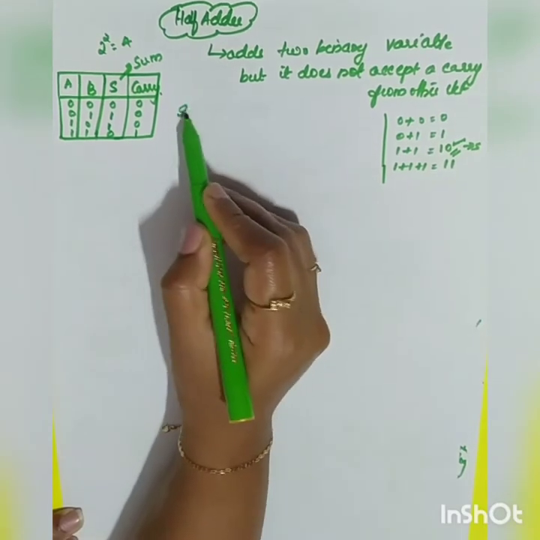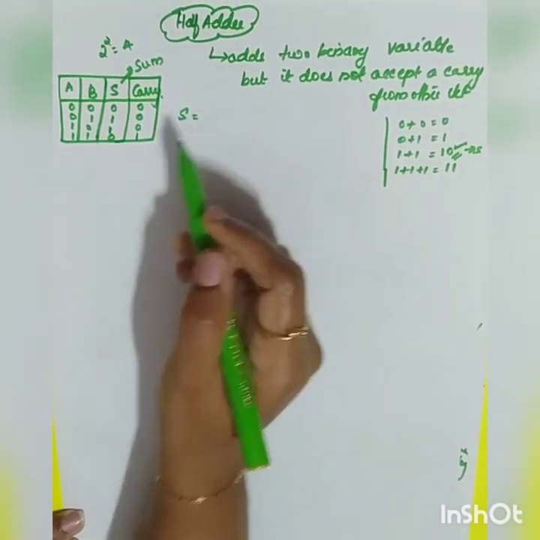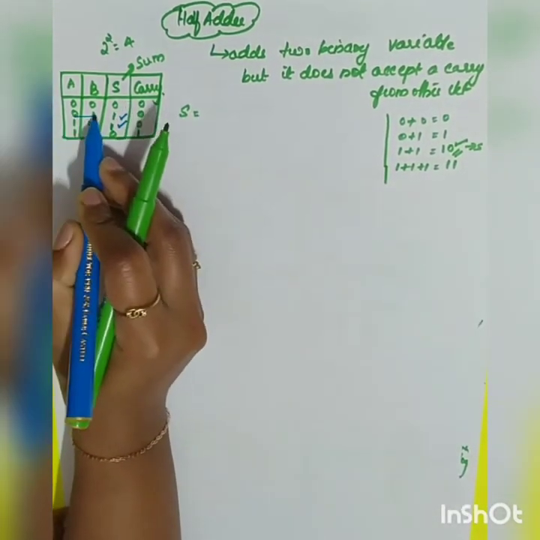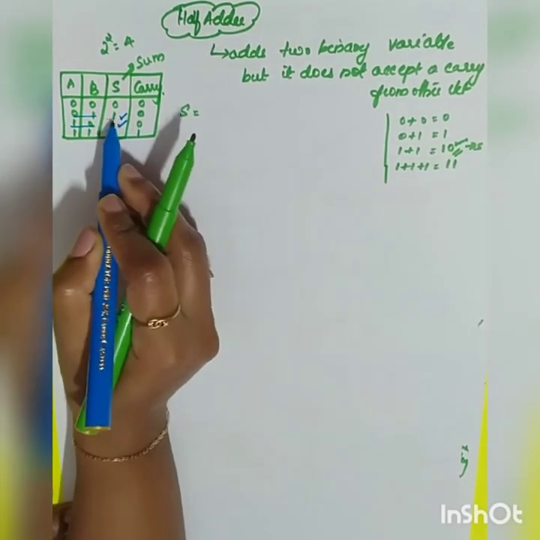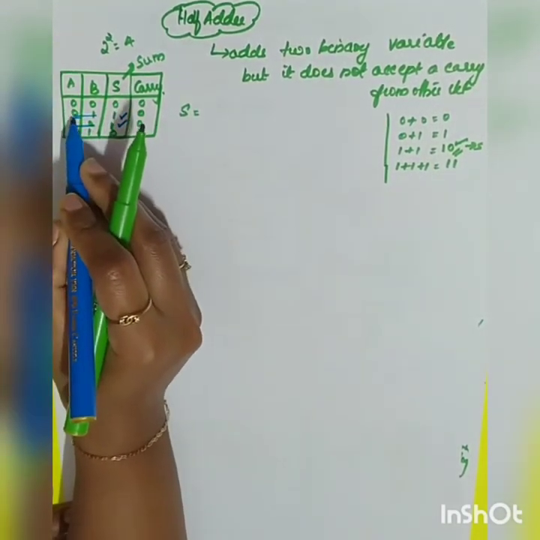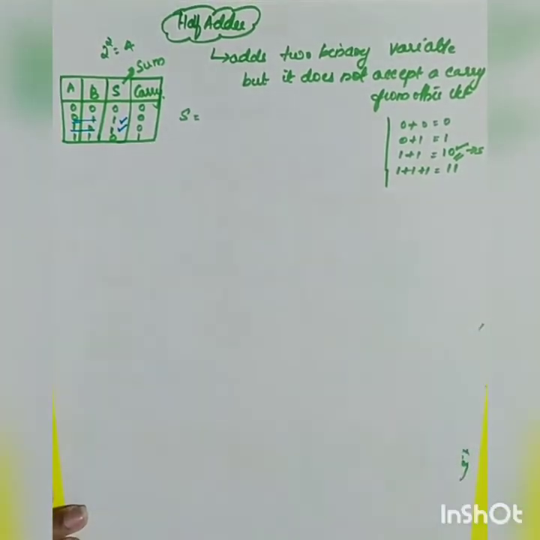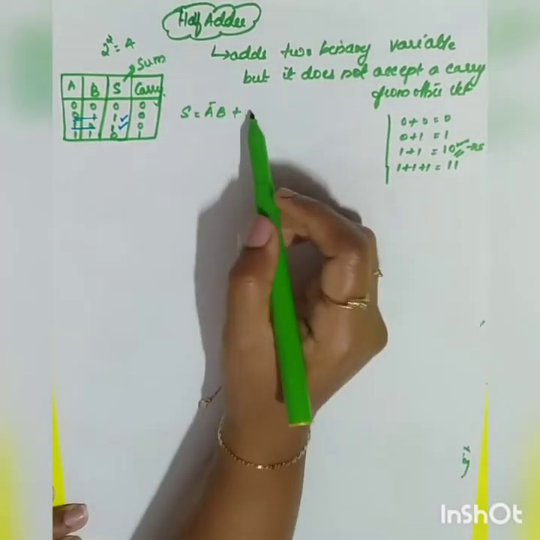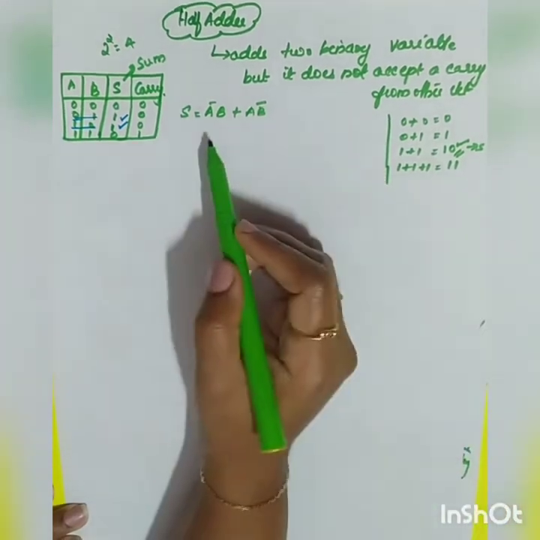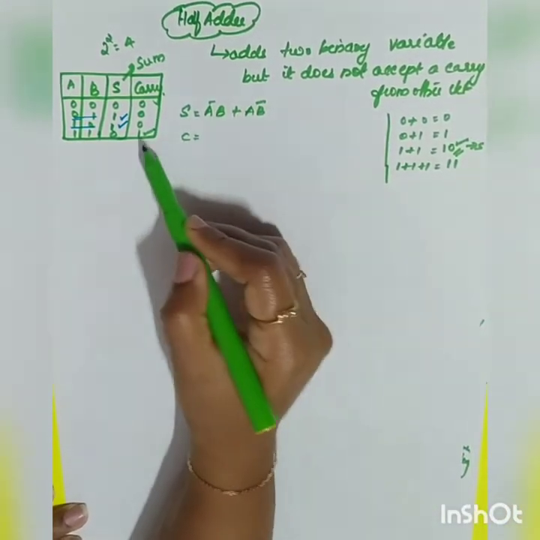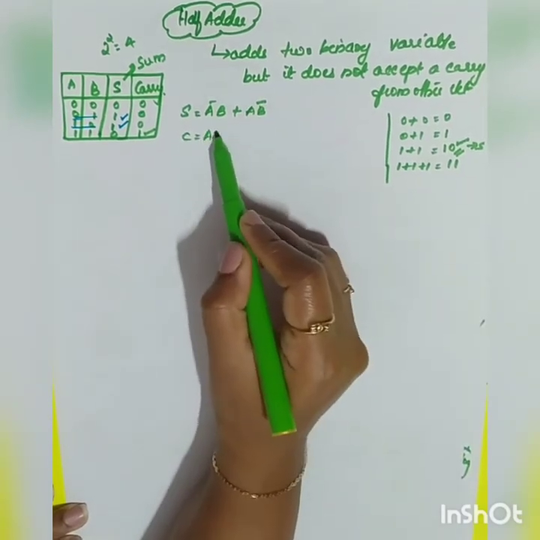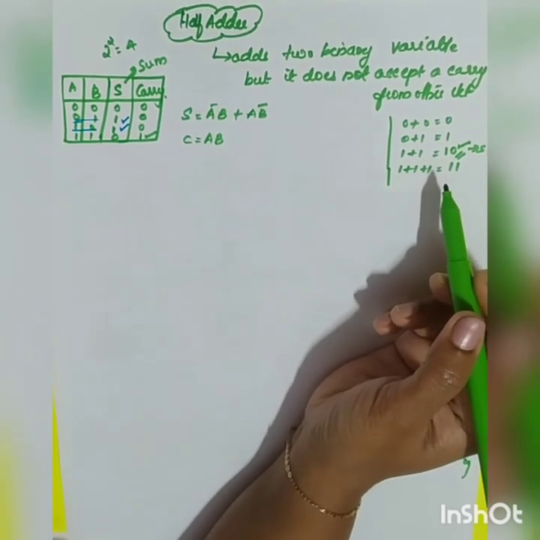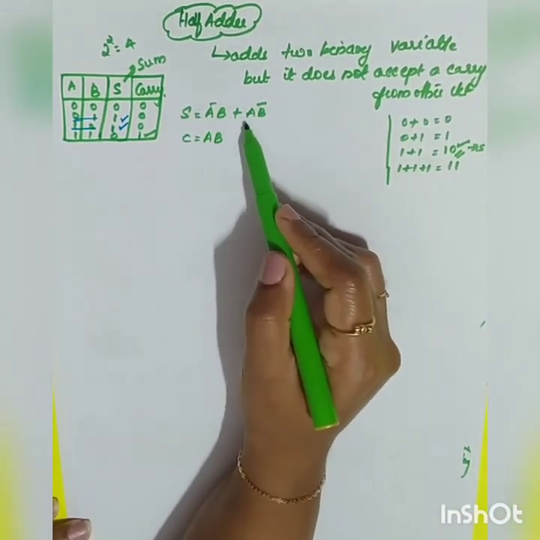Now, sum can be given by an expression. What is your expression for sum? Wherever sum is equal to 1, you have to take the input next to it. So A is 0, B is 1: A bar B. So sum is equal to A bar B plus A B bar. What will be your carry? Carry is equal to 1 only where you have A, B. So you are not going for any Karnaugh map here; you are going to directly simplify it. Sum is equal to A bar B plus A B bar.